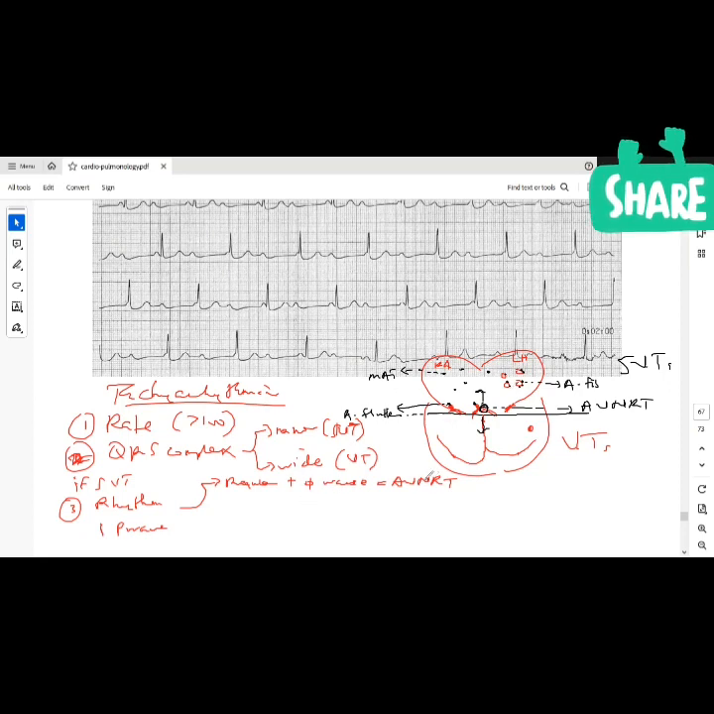Yeah, so that would be AV NRT. If it's regular, typically regular, and you see flutter, or what we call sawtooth P waves. So you see the P wave, but it looks like the tooth of a saw. That would be a flutter. So sawtooth P waves will look like this.